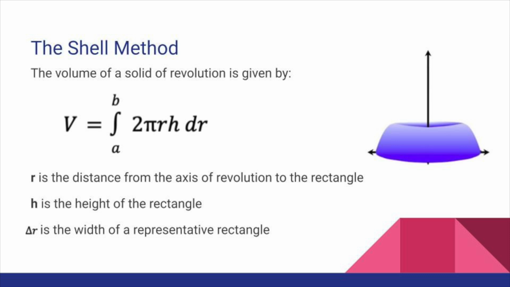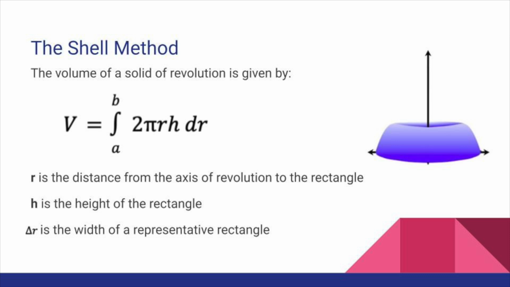The shell method is used when vertical slices of the region being integrated are easier to describe than horizontal slices. To find the volume of a solid of revolution using the shell method, we can use the following equation. Volume equals the integration from a to b of 2 times pi times r times h.